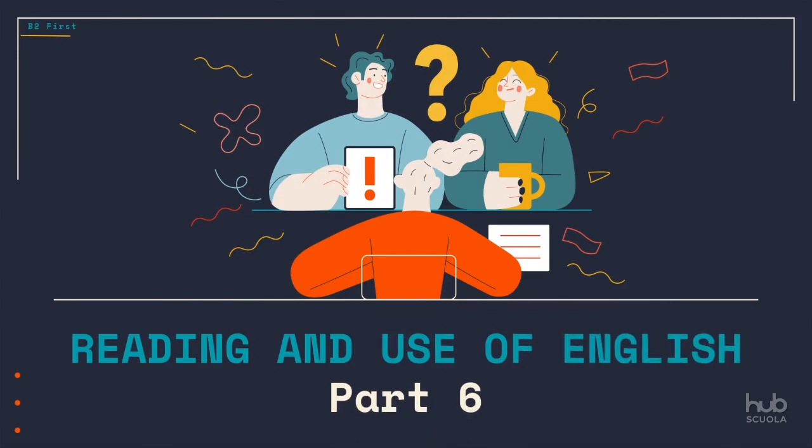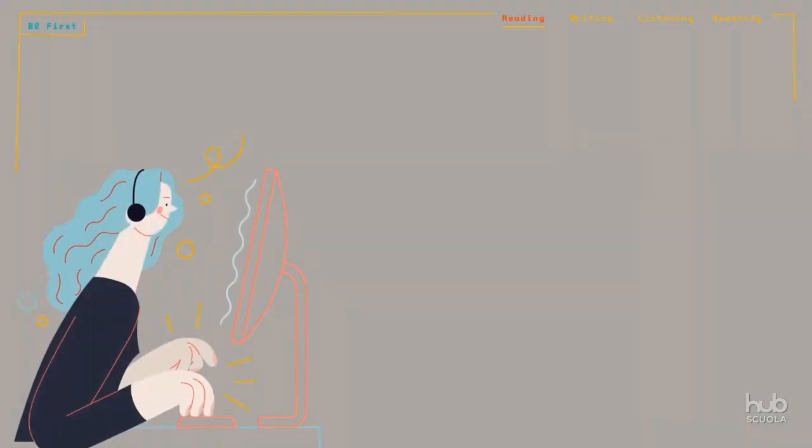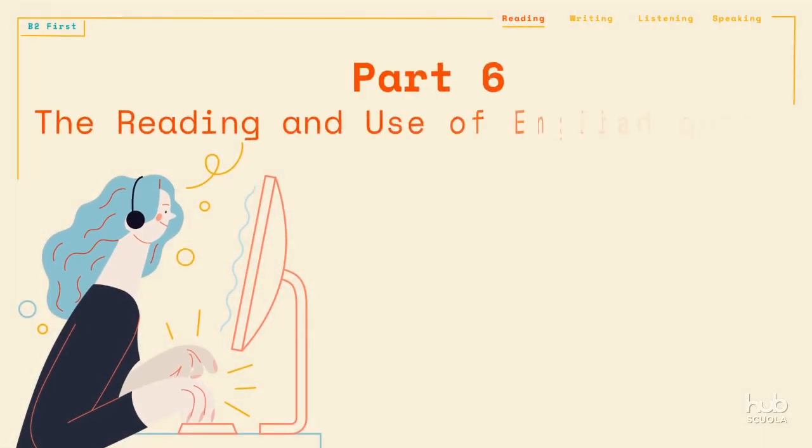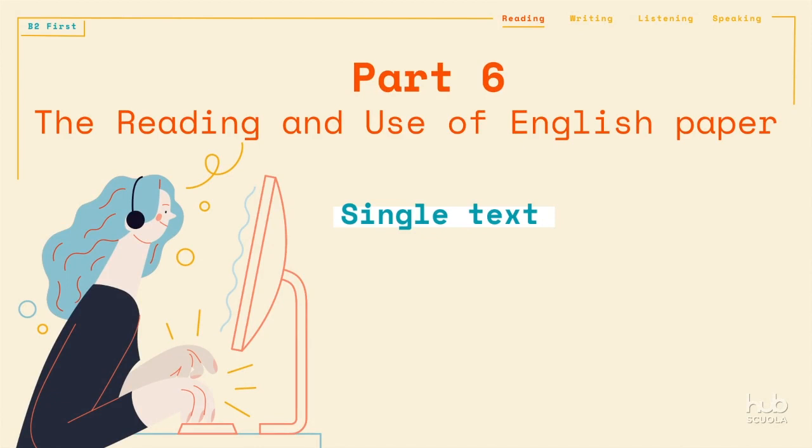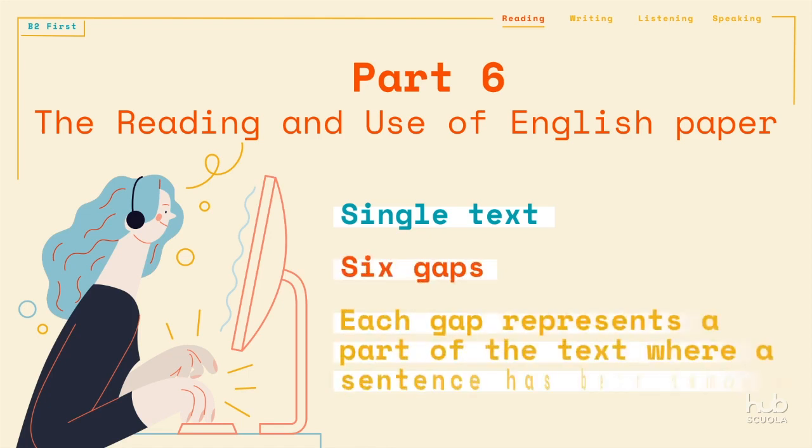Reading and Use of English Part 6. Part 6 of the Reading and Use of English paper contains a single text, such as an excerpt from an article or a modern novel. Within the reading are 6 gaps. Each gap represents a part of the text where a sentence has been removed.